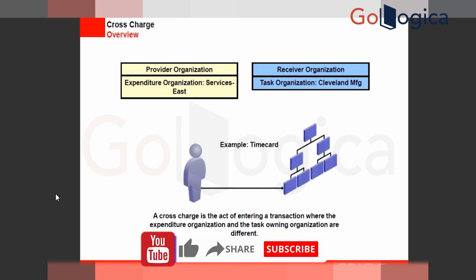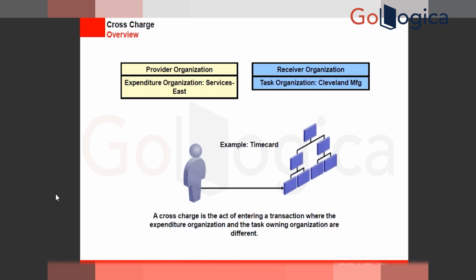Let me show you that. So here the provider and receiver controls will come into the picture. The provider organization is the one spending the money, the provider who is bearing the cost. Who is the receiver? The owner of the project. So whenever a transaction happens between these two, that means a cross charge is an act of entering the transaction where the expenditure organization and the task owning organization are different.